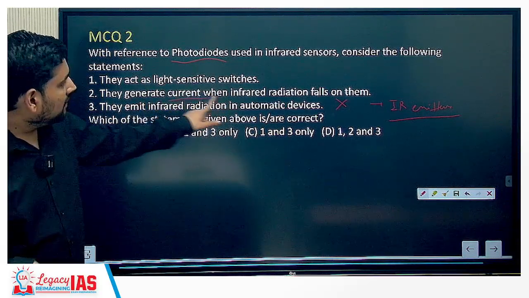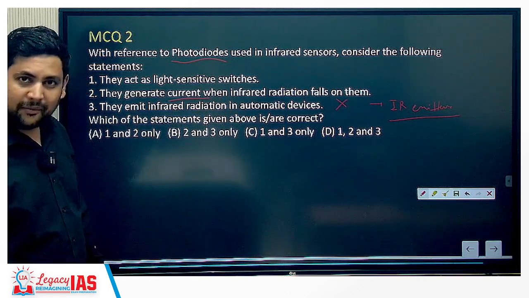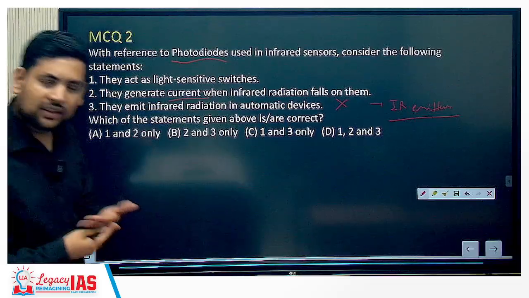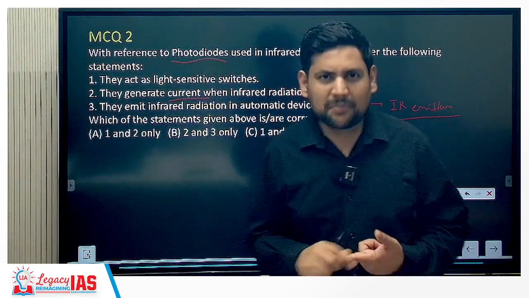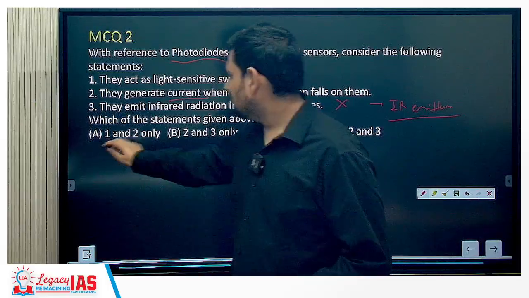So this is light sensitive switches. They generate a small amount of current when infrared radiation falls on them, but are they emitting light? No, basically there are two things, emitters and receivers. So these are like the receivers. So answer becomes 1 and 2.